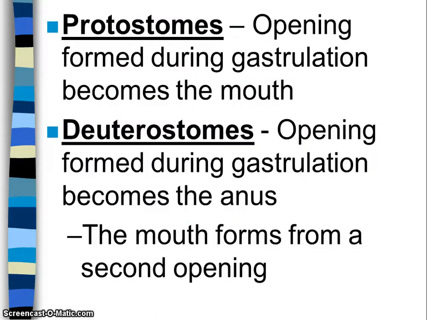So we could further divide the coelomates into protostomes and deuterostomes. Protostomes are mollusks, annelids, arthropods, excuse me. The opening formed during gastrulation becomes the mouth. All right, so the mouth will actually form from that blastula and that gastrula. Okay, deuterostomes are echinoderms, chordates. Okay, and the opening formed during gastrulation becomes the anus. So the mouth will form from a second opening.